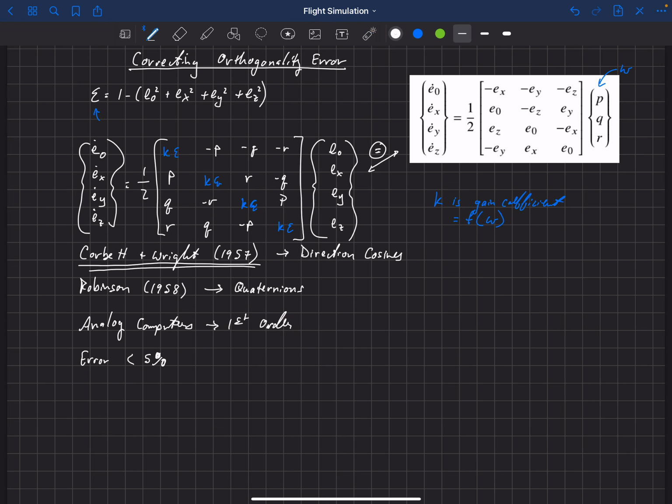It turns out that this method is not very effective once you go to higher order integration. It can still be effective, but it's not very efficient. There are more efficient ways to handle this orthogonality error when you're using higher order integration. So I'm just going to put a line here. Today we use higher order integration on digital computers.